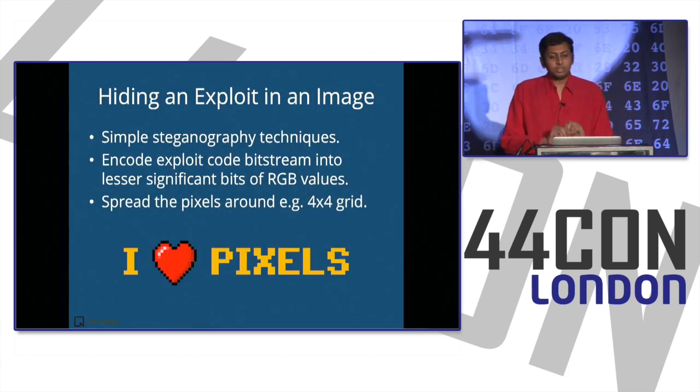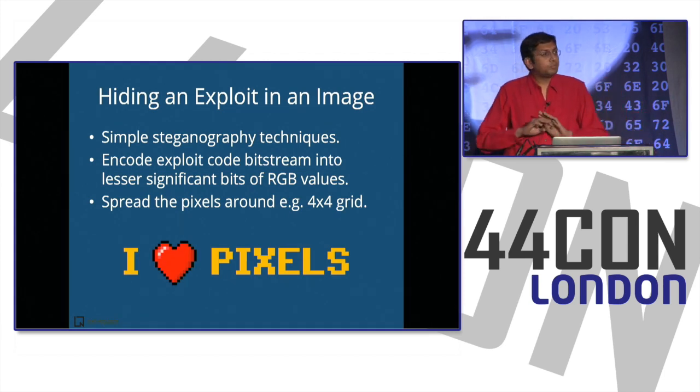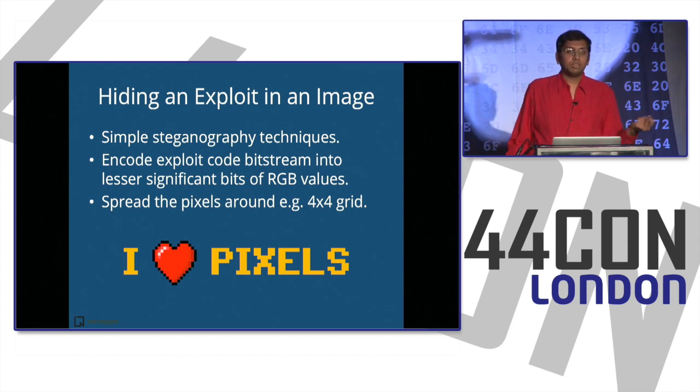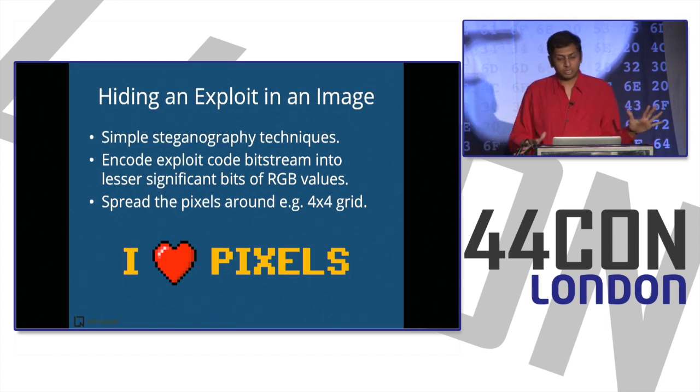It's very simple. You take the string of JavaScript, break it up into a bit stream, spread the bits across as least significant bits on some pixel values, and there you go. The greater you spread it across the image, the better it will be.